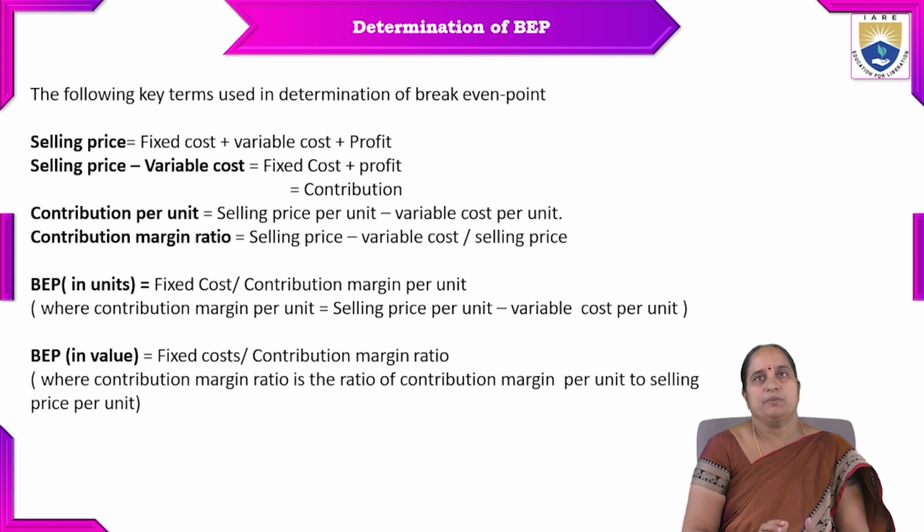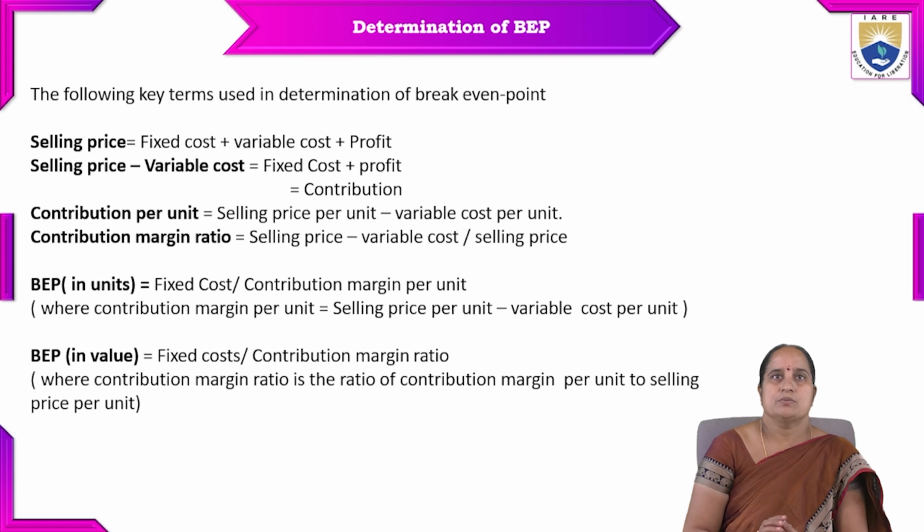Then, how do we determine BEP? The following are the key terms used in the determination of the break-even point. Selling price we can derive with the help of fixed cost, variable cost, and profit. Selling price is equal to fixed cost plus variable cost plus profit. Selling price minus variable cost, which is equal to fixed cost plus profit, is known as contribution. Contribution per unit can be derived with the formula: selling price per unit minus variable cost per unit.